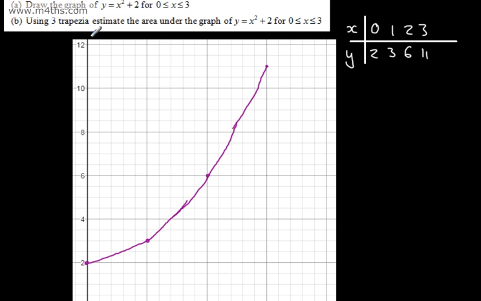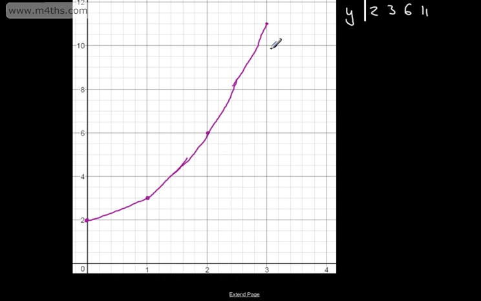What we're going to do in part B is using 3 trapezia, estimate the area under the curve between these values. Let's introduce this idea of a chord. A chord is going to be a straight line that connects the top of these points. So it's going to form the top of my trapezium. So if I need 3 trapezia, that's nice and straightforward because I've got 3 of these intervals. I've got 0 to 1, 1 to 2, and then 2 to 3.